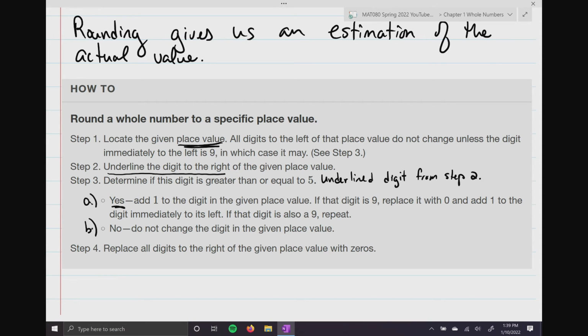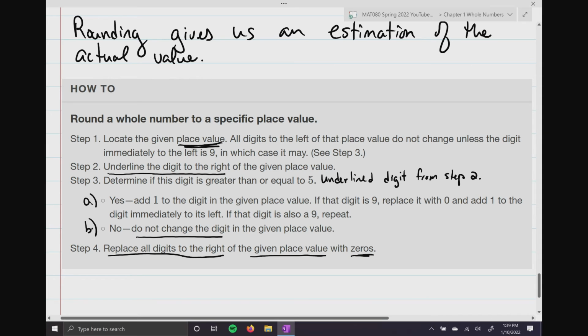If your answer is no, do not change anything. All right, don't change anything. And then step 4, you're going to replace all the digits to the right of the given place value with zeros. Okay, so we're going to end this lesson by doing a bunch of these examples. Okay, so here we go. Let's try a couple.